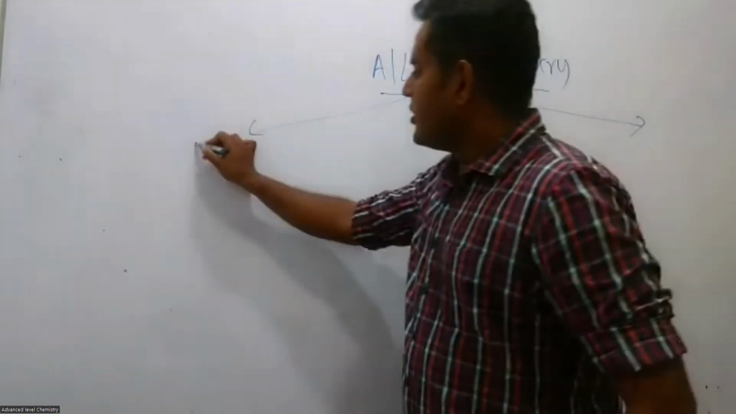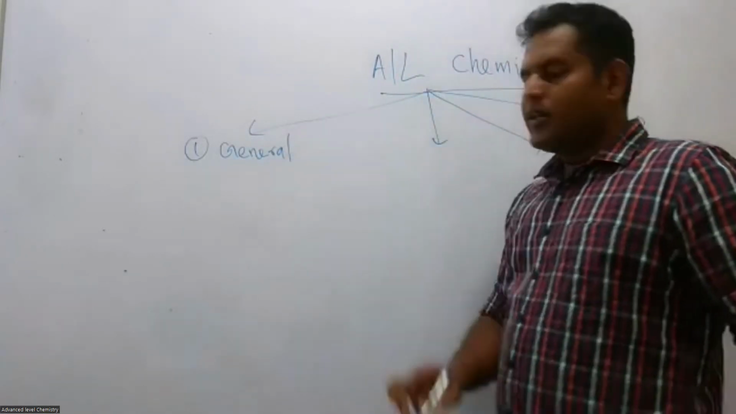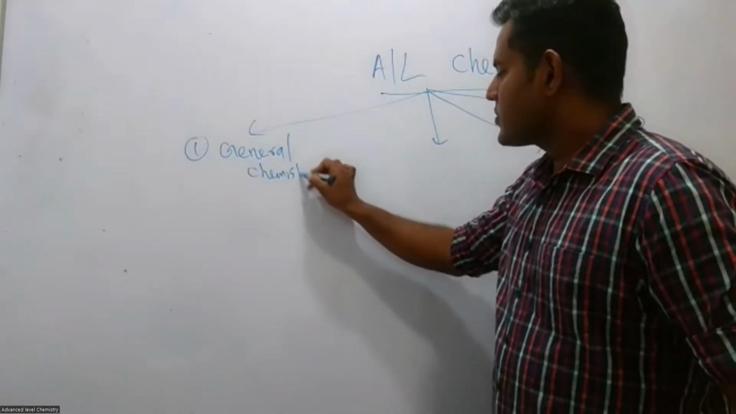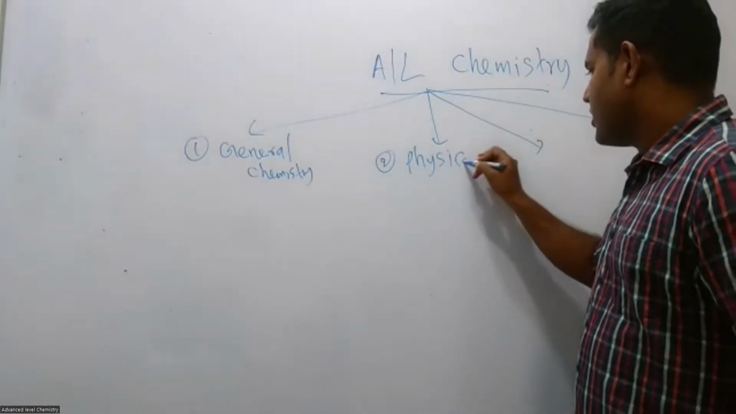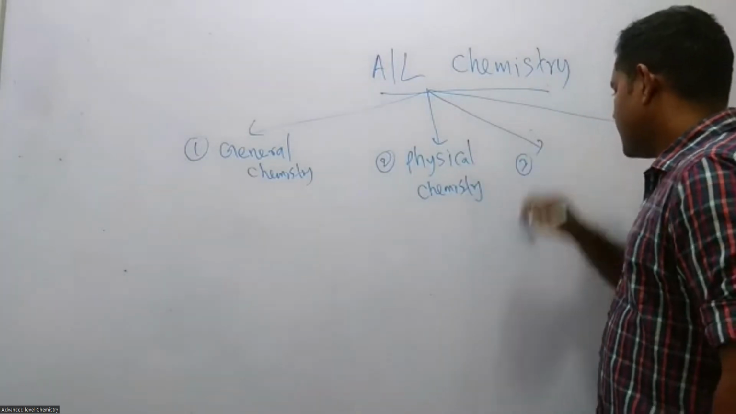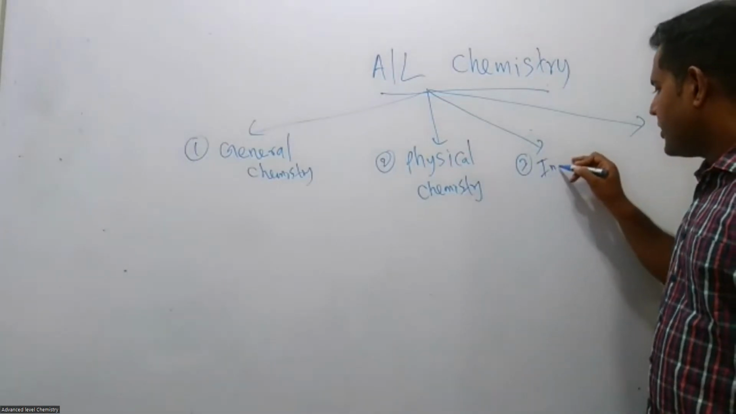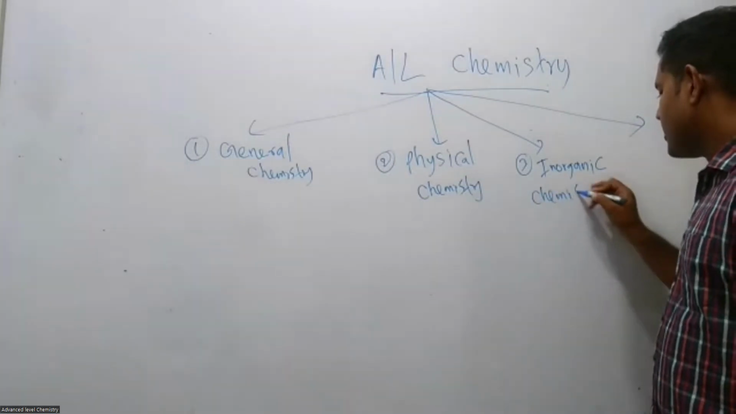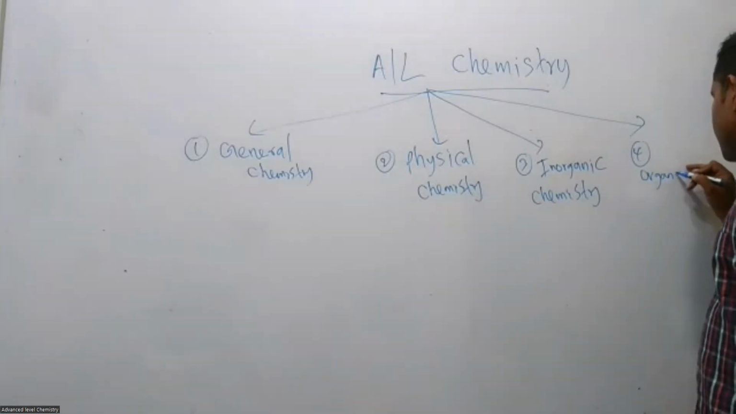Number 1, general chemistry. Number 2, physical chemistry. Number 3, inorganic chemistry. Number 4, organic chemistry.